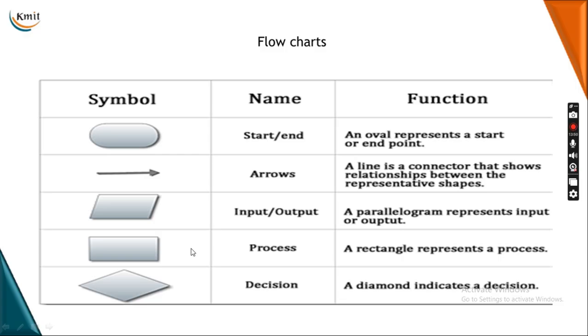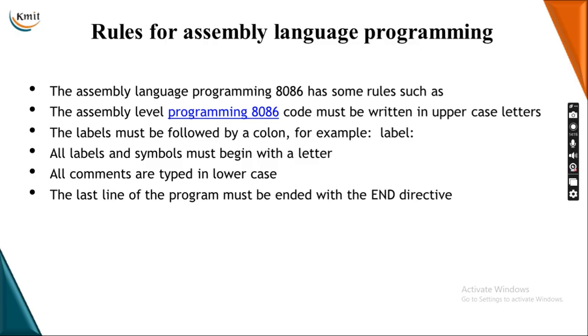A rectangle represents a process. What does it need to do? The process, whether to print or manipulate, all the things that are done in a process are represented with a rectangular box. Decisions, if else, we write in a rhombus or diamond. A diamond indicates a decision.